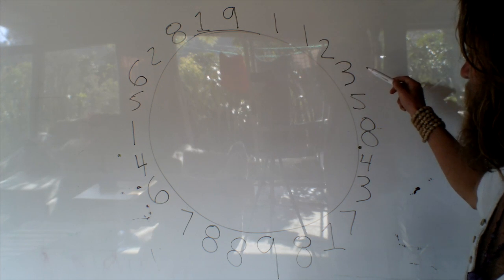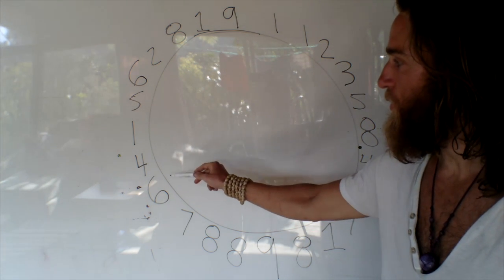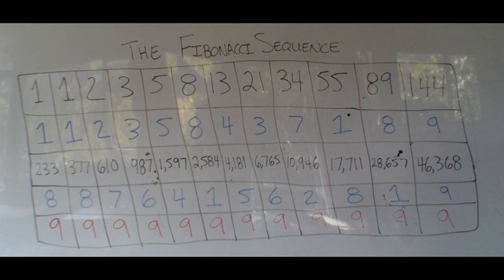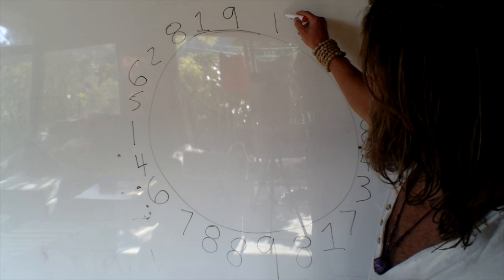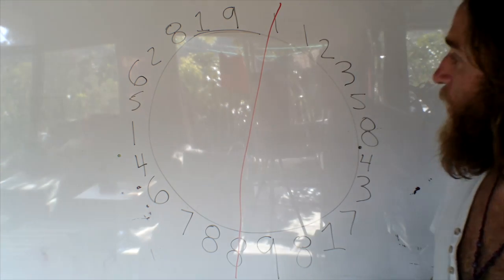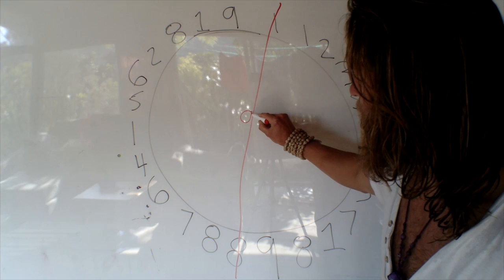1, 1, 2, 3, 5, 8, 4, 3, 7, 1, 8, 9, 8, 8, 7, 6, 4, 1, 5, 6, 2, 8, 1. And then I told y'all why I put it in that chart with them stacked on top of each other. The reason why is because if we start with the 1, it corresponds down with this 8 right there. In the middle, we get the number 9.